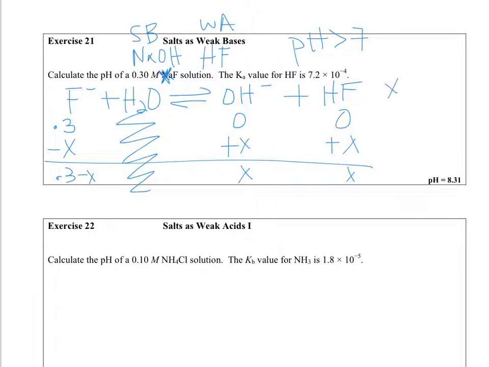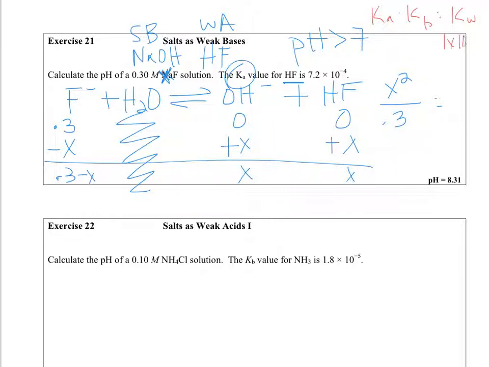Ta-da! X squared over 0.3 equals K, right? But K what? They gave me a Ka value for HF. But HF is a product, and this is a basic reaction. So I need the Kb value. Okay, if you'll remember back, I think it was on the first video, but Ka times Kb equals Kw. What's Kw?